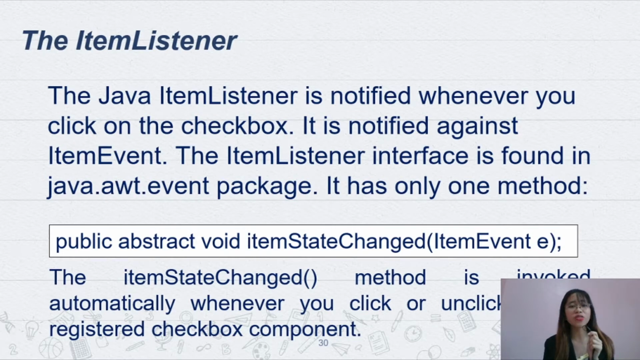The item listener interface is found in java.awt.event package. So it has only one method. So ang pwede mo lang na method na gamitin is public abstract void itemStateChanged. So it is used to invoke or to determine whether a certain checkbox or a certain radio button is clicked or unclicked by the user.